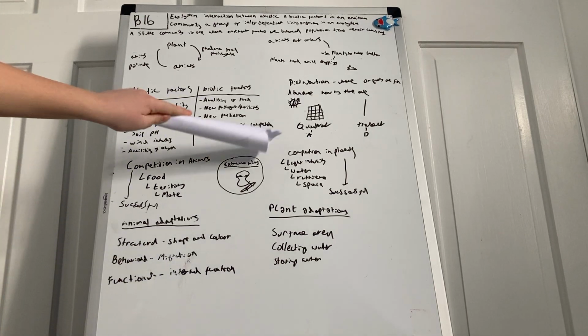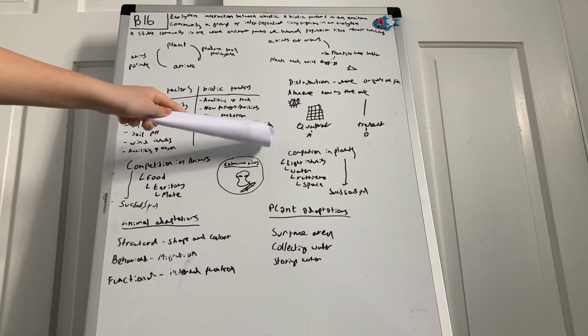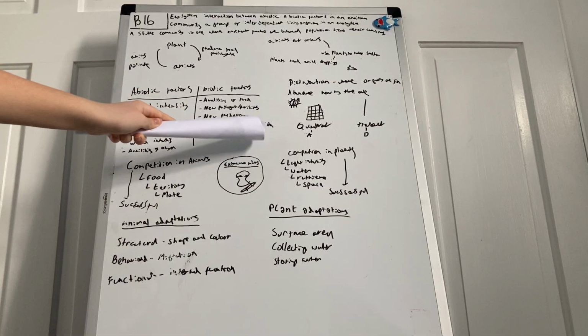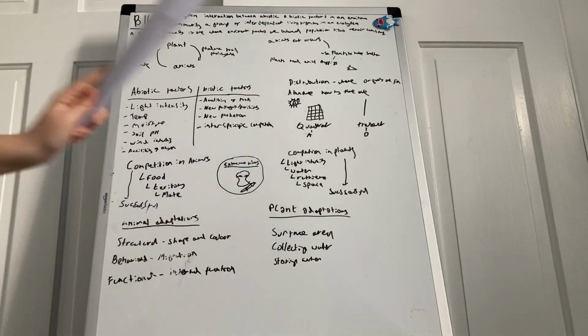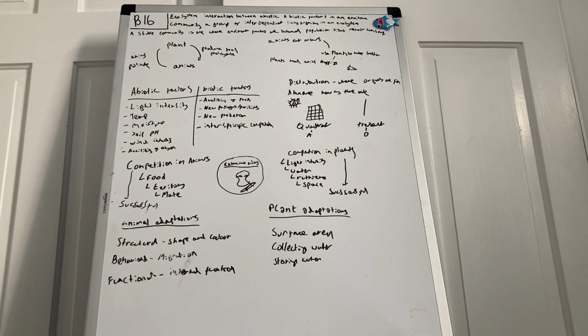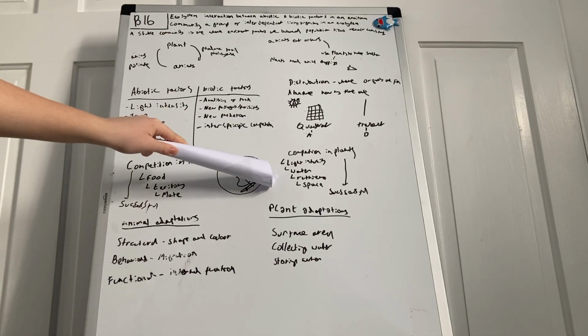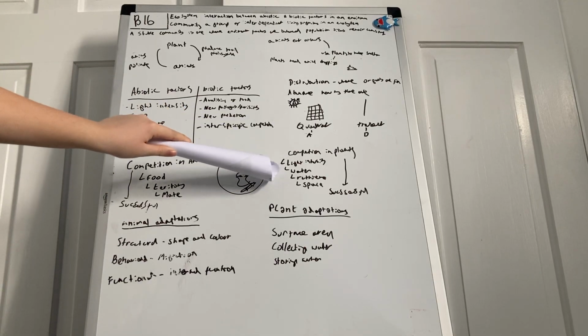So, competition in plants. Plants compete for four main things. Number one is light intensity. Obviously plants need light for photosynthesis. It's the equation for photosynthesis. Drop it in the comments if you remember it. It's good revision for you. And then another one is water, because again, they need water for photosynthesis.